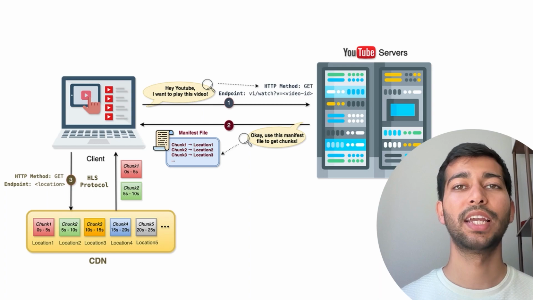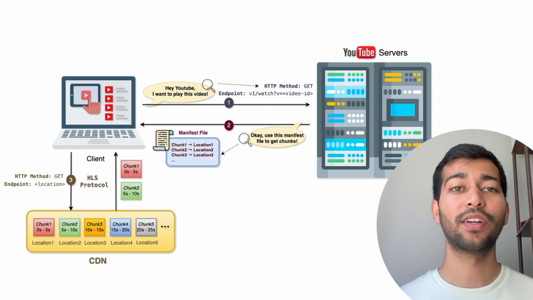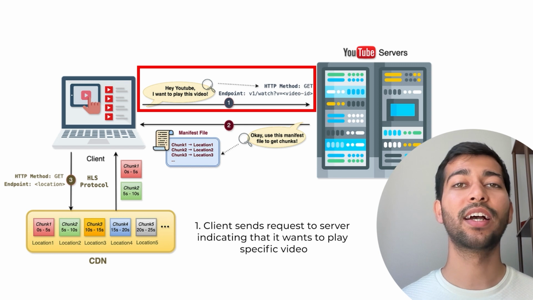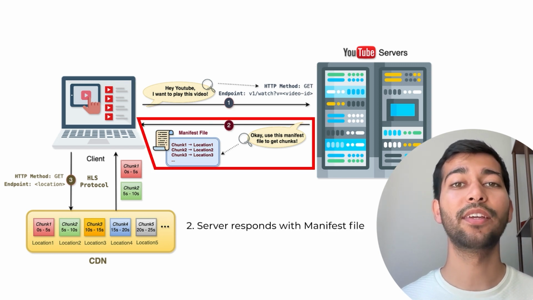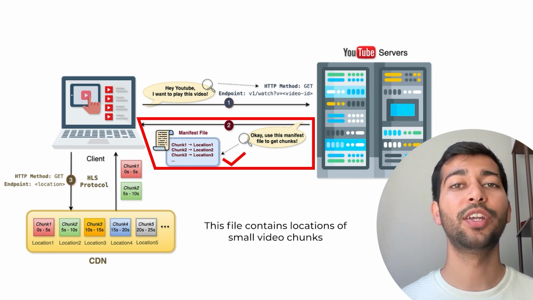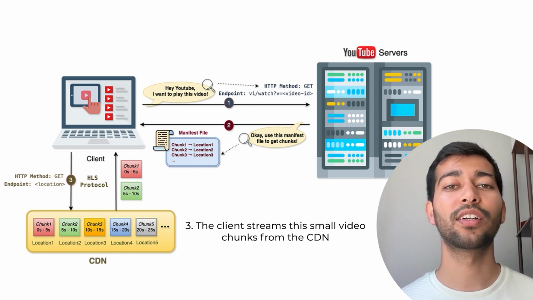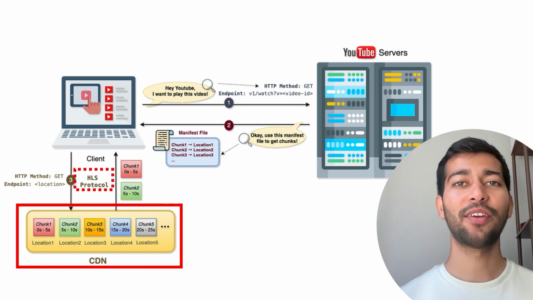Now let's look at the high-level design for streaming a content. In the API design section, we discussed how video streaming involves three main steps. The first step, where the client sends a request to the server indicating that it wants to play a specific video. The second step, where the server responds with a manifest file. This file contains the locations of the small video chunks. The third step, where the client streams these small video chunks from the CDN using the HLS protocol. So let's dive into the details here.